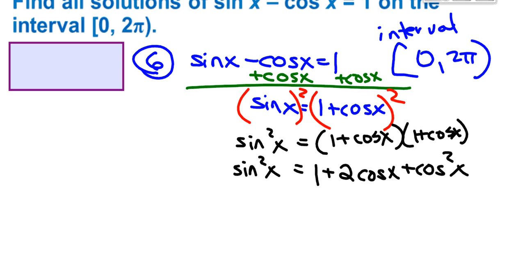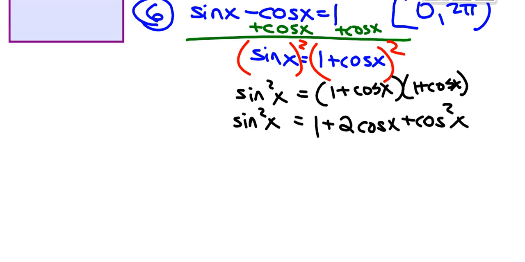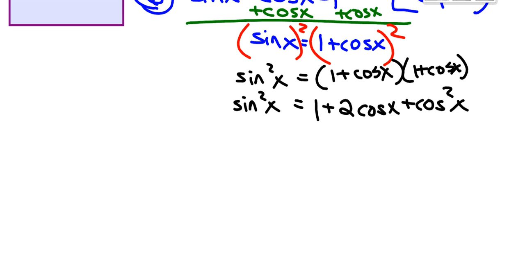And then cosine x times cosine x is plus cosine squared x. And then listen carefully to this. I'm going to use the Pythagorean identity just like the last problem, but I've got to decide, do I want to make them all into cosines or all into sines? Let's vote. Who wants to make them all into cosines? Who wants to make them all into sines?